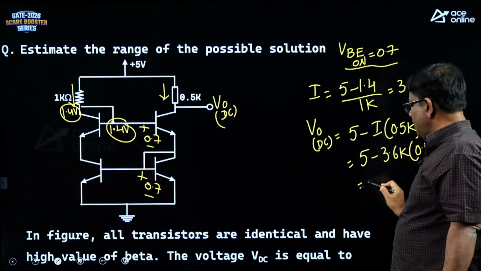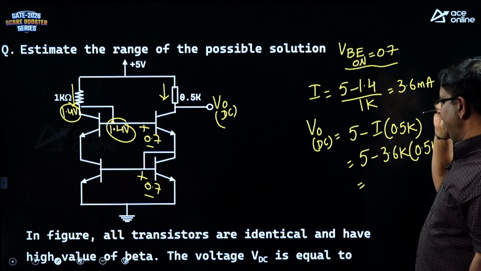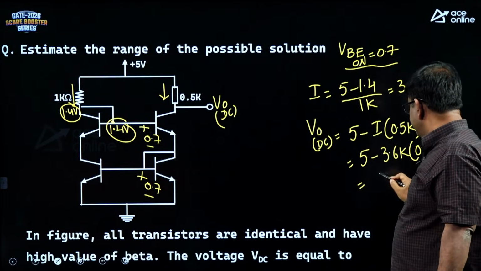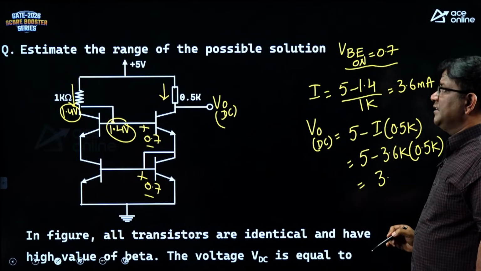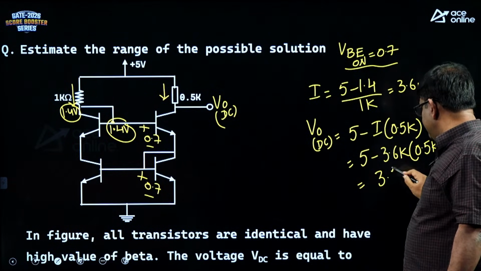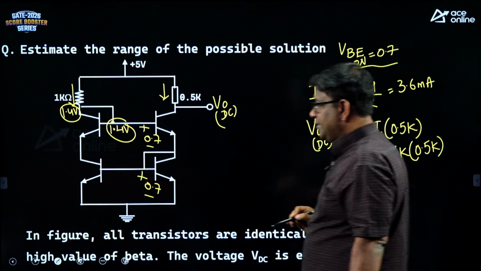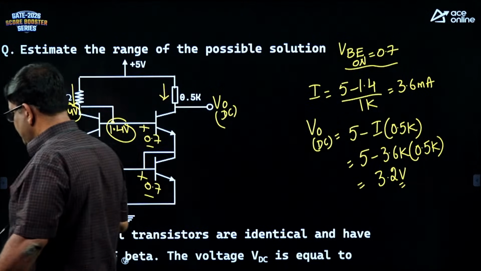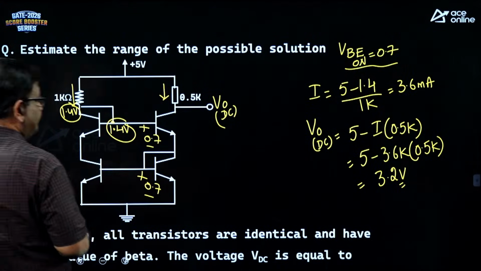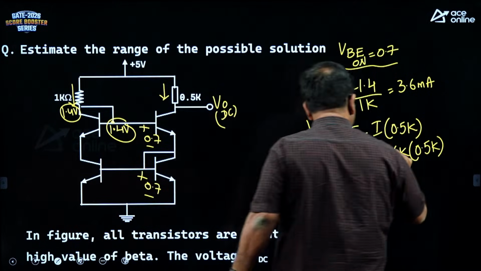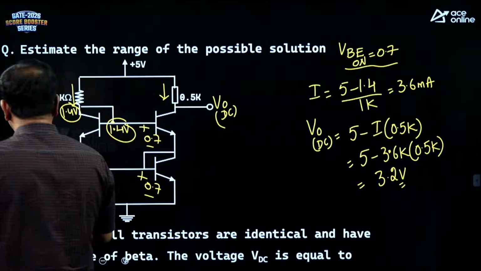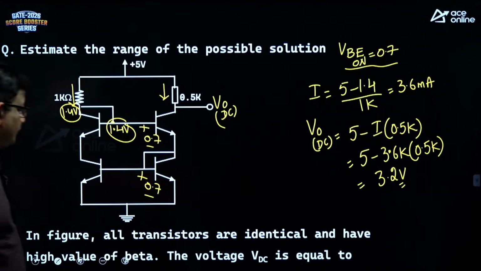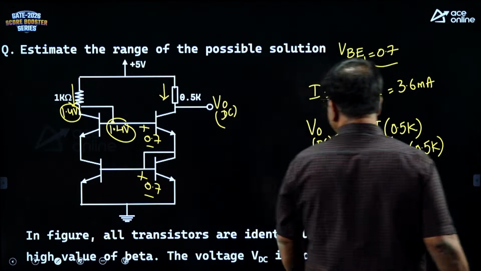That is the solution. So, 5 minus 3.6 milliamp into 0.5K. So, 5 minus 1.8. That is going to be 3.2. It is going to be 3.2 volts. Okay. So, this is your V0 DC.